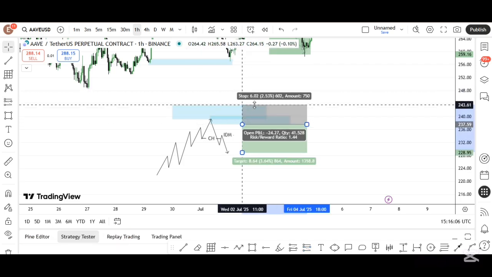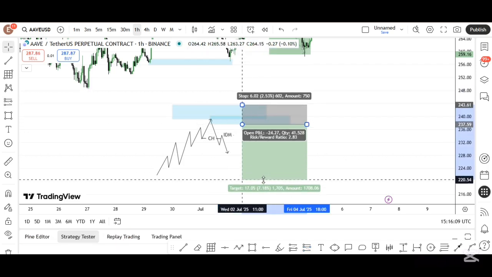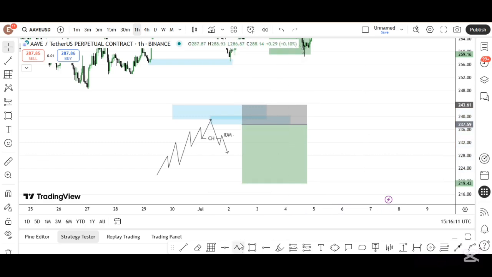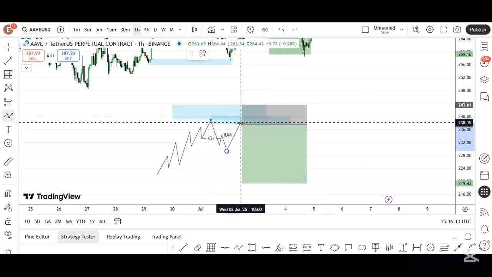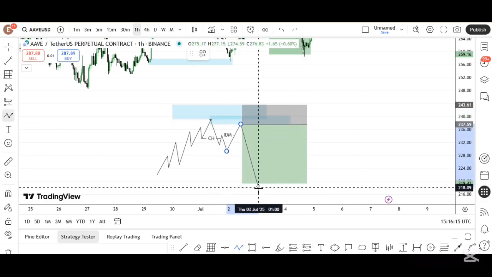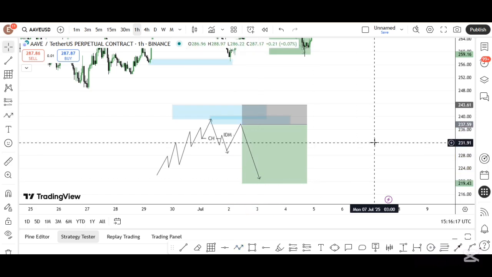Then our stops will be just above this, and we target whichever target, 1:3, 1:2, which is always the recommended one, and we wait for market to come down, and that's it.